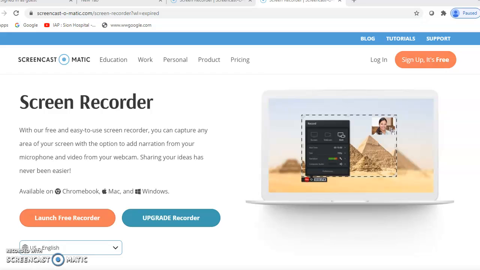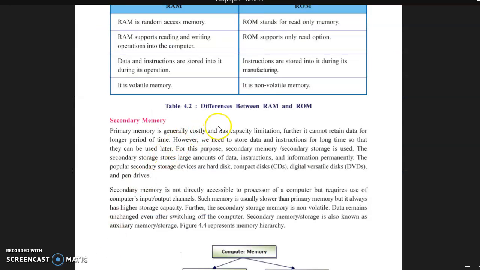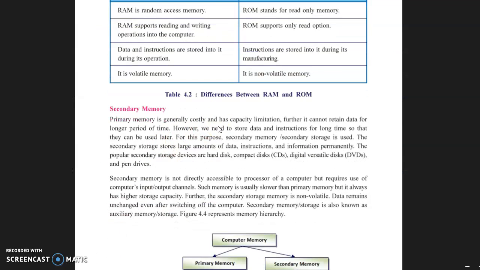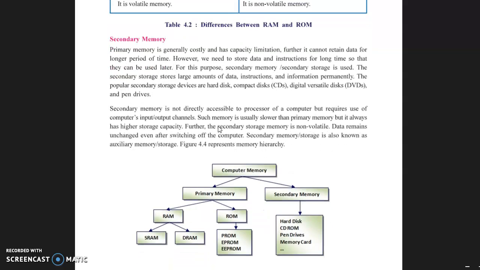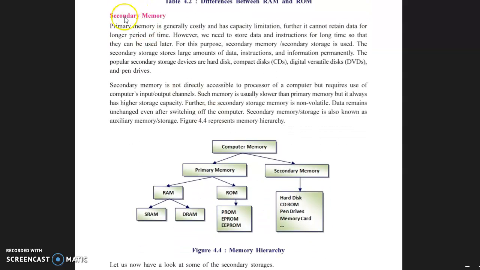In this content we already covered primary memory, and now there is another topic, secondary memory. What is meant by secondary memory? Primary memory is needed to run our system; without primary memory we are unable to work with a computer. Primary memory is generally costly and has capacity limitations. Further, it cannot retain data for a long period of time. However, we need to store data and instructions for a long time so that they can be used later.